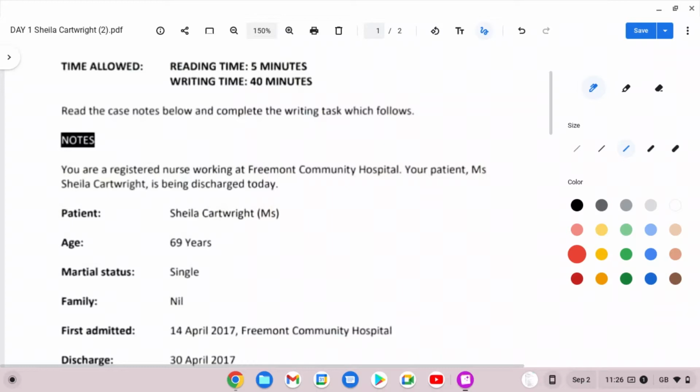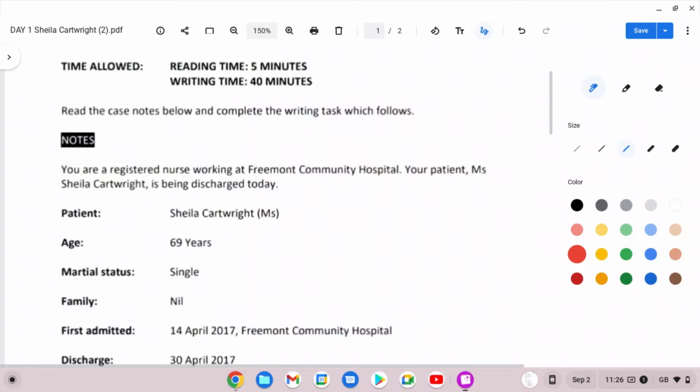Here in this case note, you can see that the notes start with a sentence: you are a registered nurse working at Fremont Community Hospital. That is saying who you are. Then, who is your patient? Your patient is Miss Sheila Cartwright and she is being discharged today. So Miss Sheila is going to be discharged from your care today.